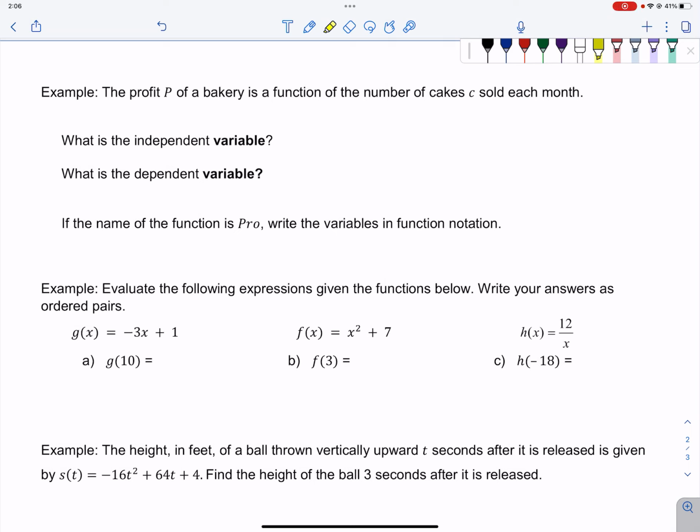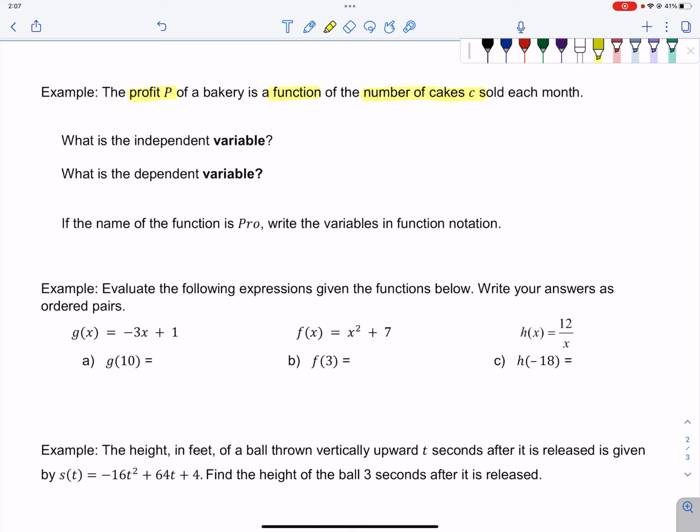In this next example, we are told that the profit P of a bakery is a function of the number of cakes C sold each month. And the first thing that I want to think about here is, what are the independent and dependent variables? We have two variables, P and C, our profit and number of cakes. And I want to know which one depends on the other one.